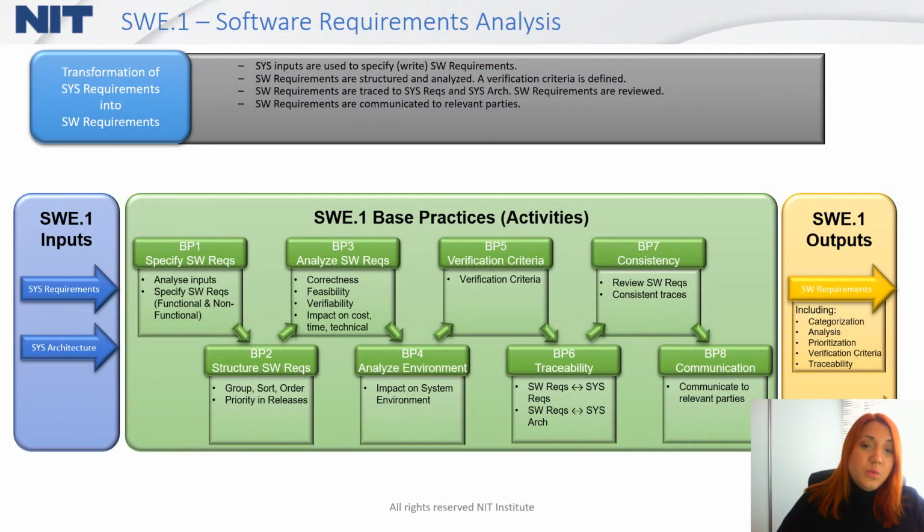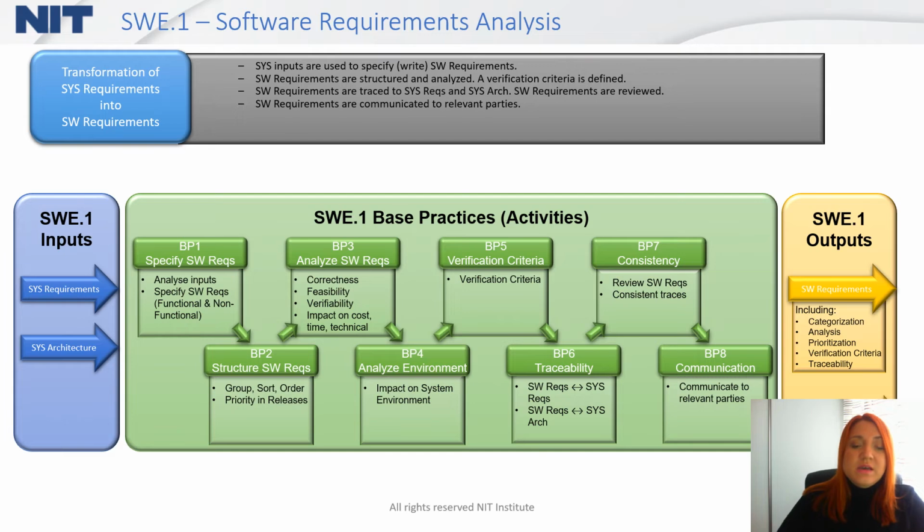Now let's see what the best practices of the necessary outcomes are. We already said that this process is meant to be used for transformation of the system requirements into the software requirements, and that system requirements analysis has a very big impact on this process. It means that this is the main input to our process. Also, the system architecture is one of the inputs to our process.